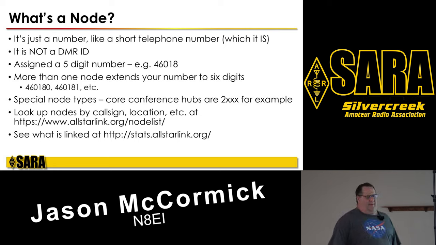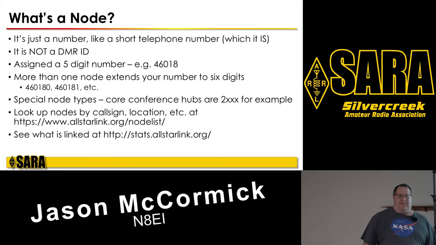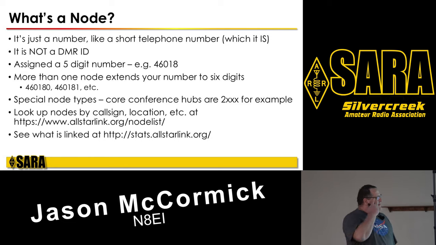Right now, if you sign up, I think you'll get something like 57,000-something. You get a 5-digit number. If you want to have more than one node, that number gets split and you end up with a 6-digit node. So this was one of my nodes originally before they went to 6 digits. It was 46018. I actually have two, well, I had three hooked up, now I have two currently. So they were 460180 and 460181.